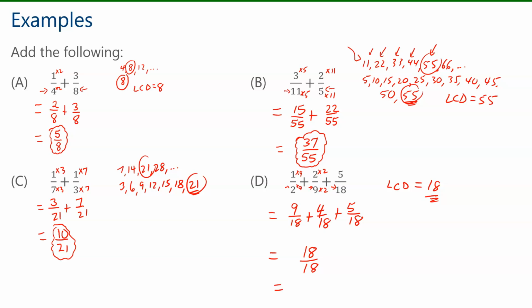Well, if you have 18 parts of a whole out of 18, then that means you have 1 whole. And never ever forget the idea that any number divided by itself is 1. So our final answer here, simplified, is 1.